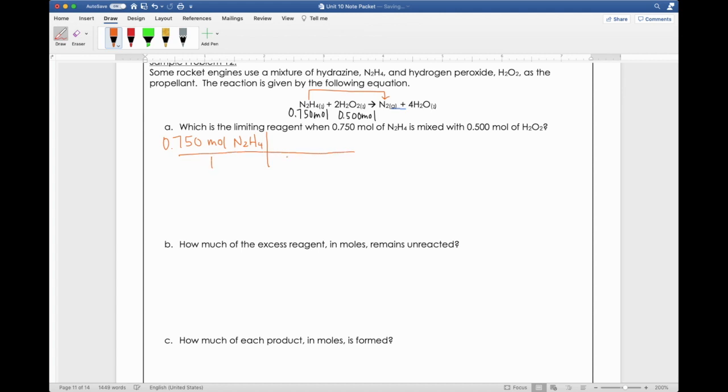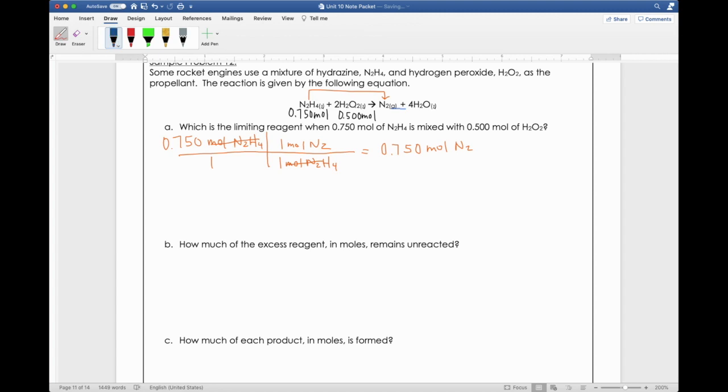So let's see. Looks like 1 mole of hydrazine produces 1 mole of nitrogen, which allows you to see that you'll produce 0.750 moles of nitrogen. That one's done. I determined how much nitrogen I can produce from that amount of hydrazine.